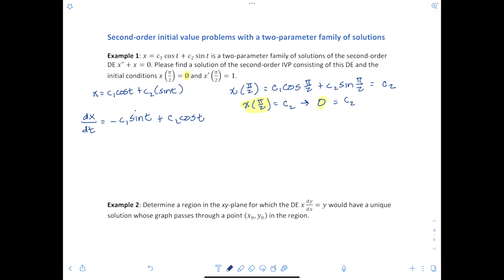All right, so now here we go. X prime at pi over 2, looking at that second equation dx dt, will be negative c1 times sine at pi over 2 plus c2 times cosine at pi over 2. So all we were doing is, in for our t's, we plugged in pi over 2 on both of these equations.